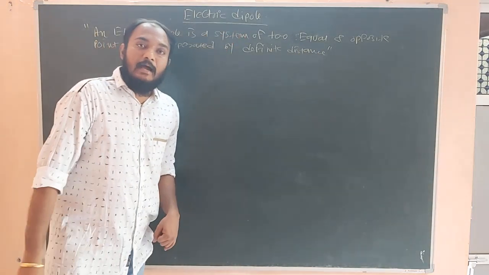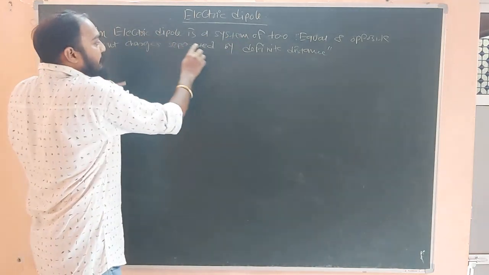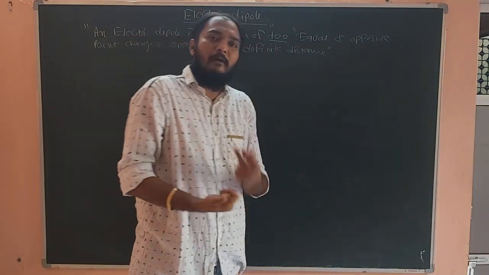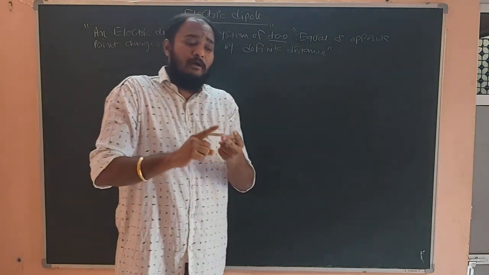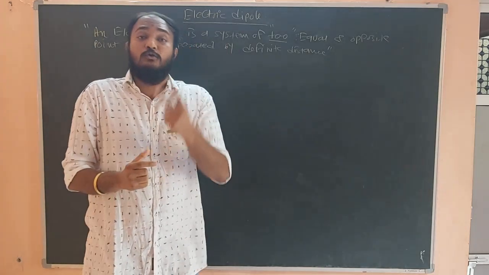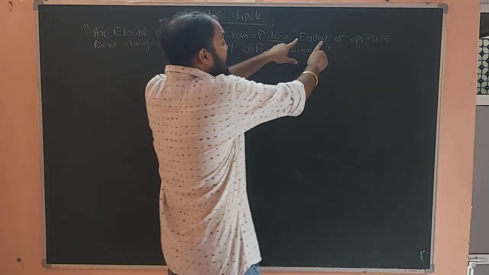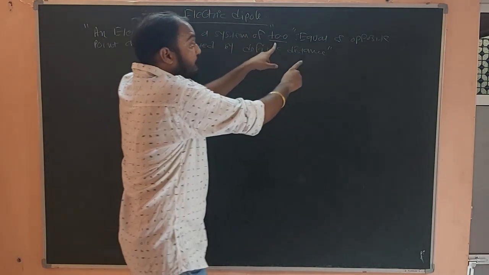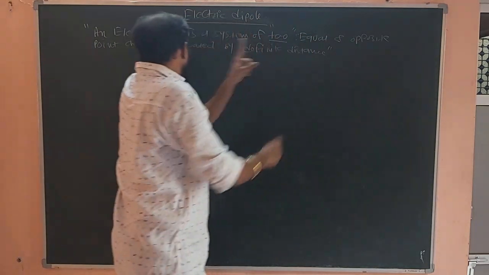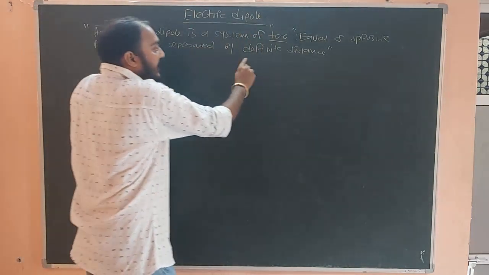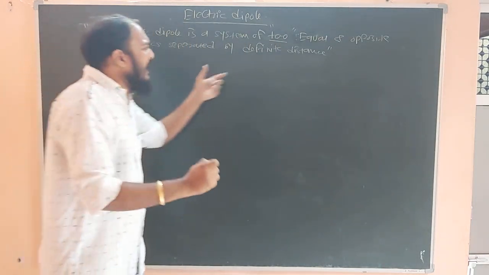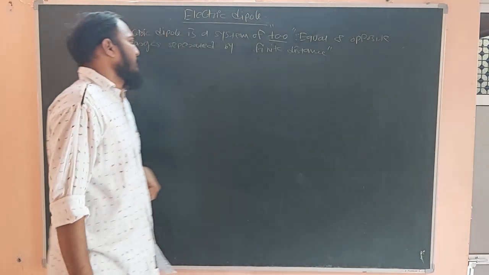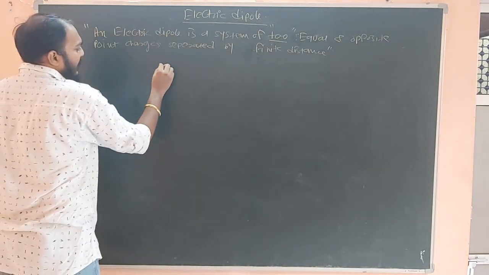Okay, what is electric dipole, beta? First of all, an electric dipole is a system of two. We have been studying two electric charges. We have studied force and electric field of two charges, but we have not taken them as equal and opposite. But what is a dipole? A system of two equal and opposite point charges separated by a definite or finite distance.